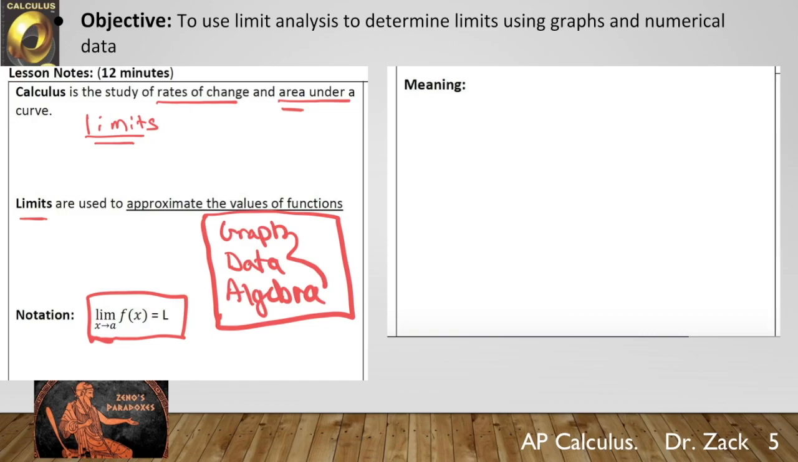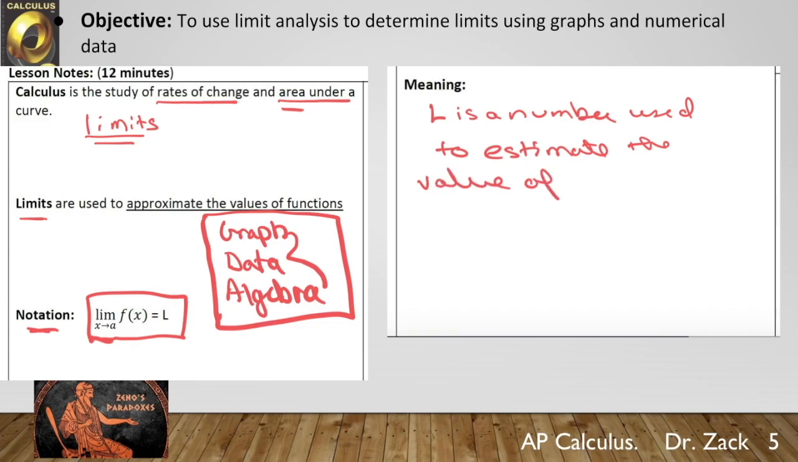Now, as we look closer at our notation for limits, let's think about what this concept might mean. L, first of all, is just a number. So L is a number, and it's used to estimate the value of y. And the reason I say it's a value of y is because of that f of x. So f of x and y are often used interchangeably. And these are as x is approaching some sort of value of a.